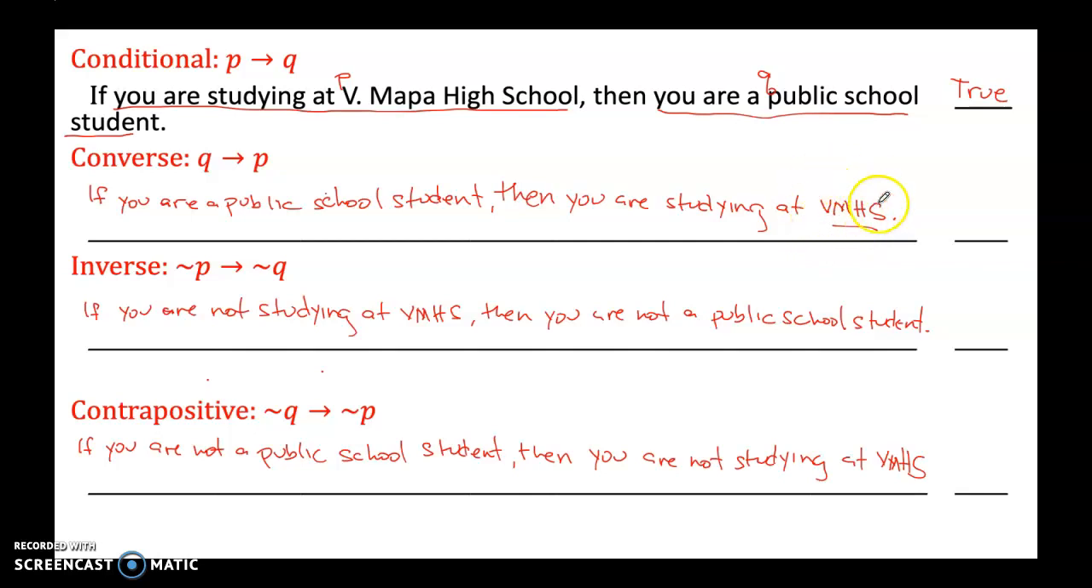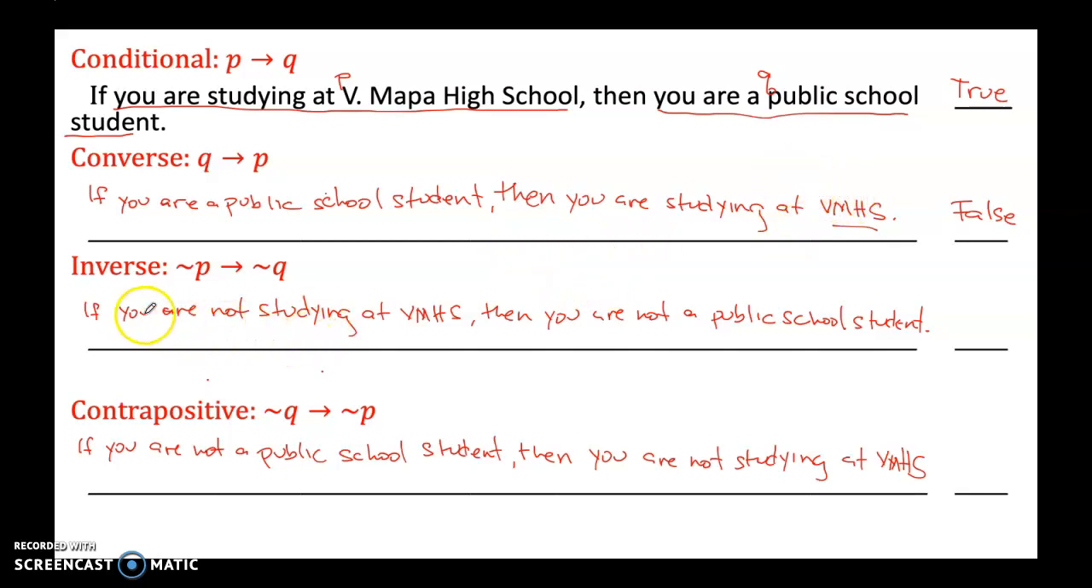Next, for the converse, if you are a public school student, then you are studying at Bimapa High School. We all know that Bimapa High School is not the only public school. Therefore, this is said to be a false statement. Our counterexample for that is Claro M. Recto High School, which is also a public high school.